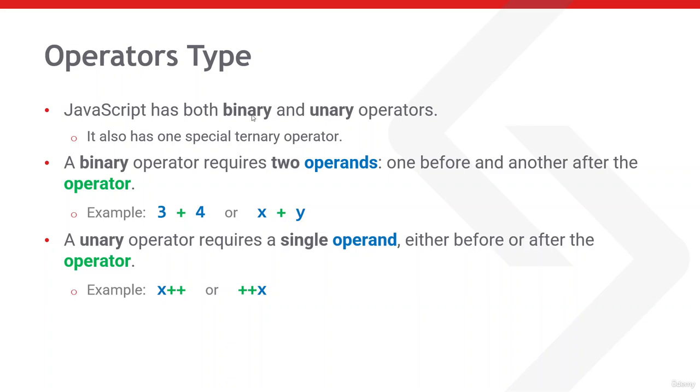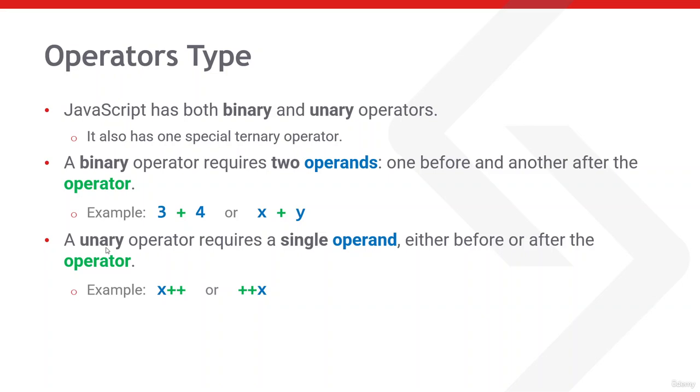When we talk about binary operators, we always have two operands. In this case, if I want to sum 3 and 4, 3 and 4 would be my operands, and the operator would be the plus sign. I would just sum two different numbers, or I could use variables for that. The idea is the same.